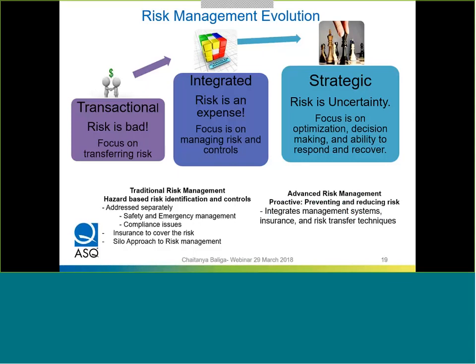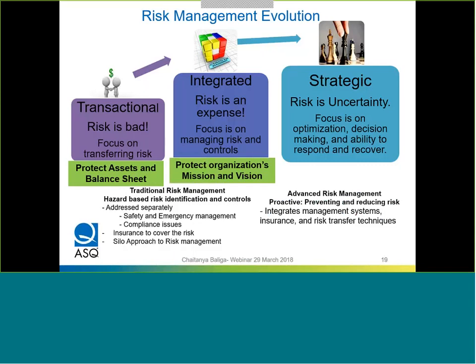This integrates all our quality management system or environmental management system and even the safety management and other management system. And we ensure that risk transfer techniques is really understood and the insurance policies are really understood in terms of having a business continuity model associated with that. So initially, to reiterate, the transactional one has been focused on the product, assets, and balance sheets, followed by the integrated quality risk management through protecting organizations' mission and vision. And finally, in strategic, what we are doing is we are creating and protecting the value throughout the organization.